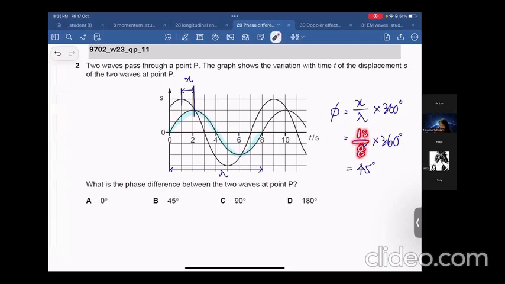Then it is actually not wavelength. One complete wave is X seconds. A period for one complete wave is X seconds. So 1 second over X seconds, our difference is 45 degrees.